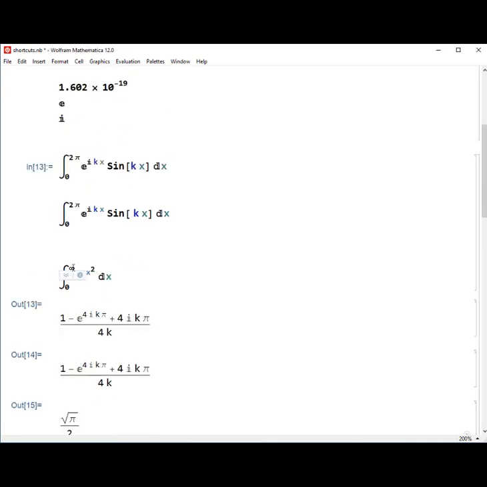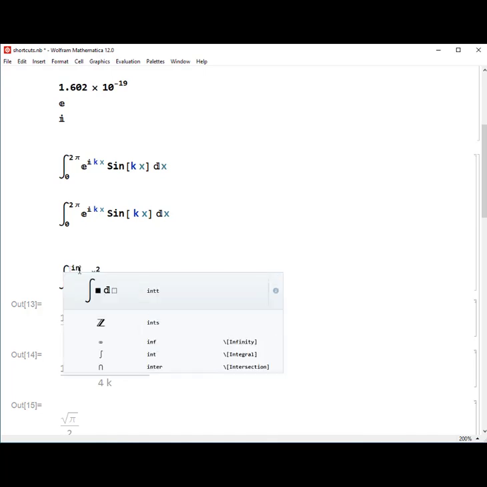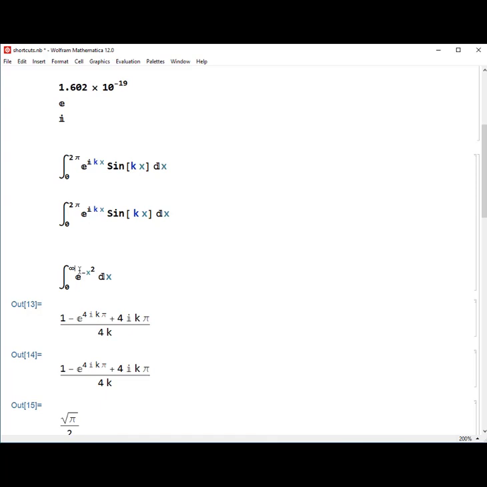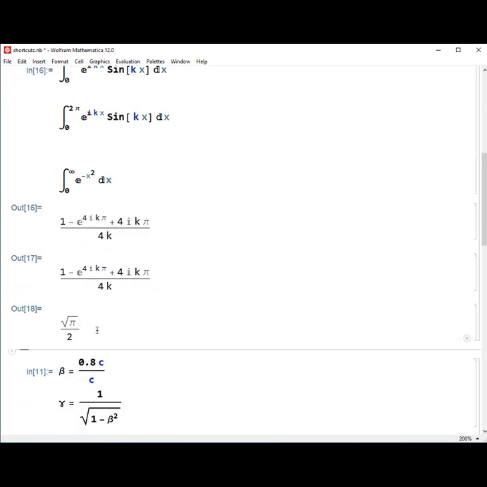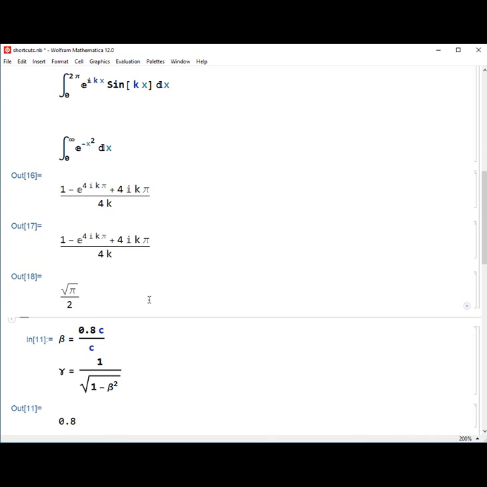The only difference that I have in the next integral, the only thing I added here is that I did infinity, and my symbol for infinity, let's delete what I put in there, and I'll show you how I'm going to get an infinity in there. Escape, INF, escape, and that gives me what Mathematica understands as infinity, and now I can execute that, and I get square root of pi over 2 for that integral.